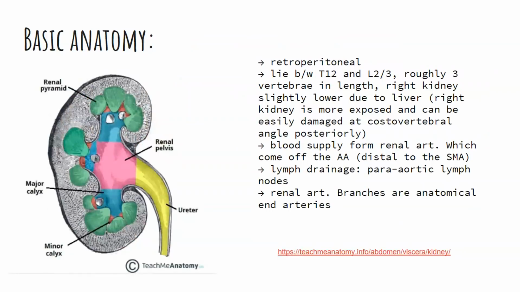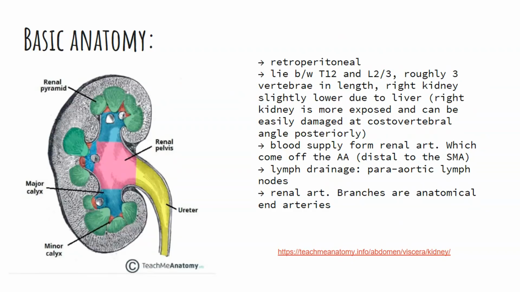They're situated at the back and the flank, in between T12 and L2 and L3. The reason your right kidney sits lower is that your liver is in the right upper quadrant, and that pushes it down. Why that's important is that if someone gets stabbed in the back at their costovertebral angle, the right kidney is more likely to get damaged.